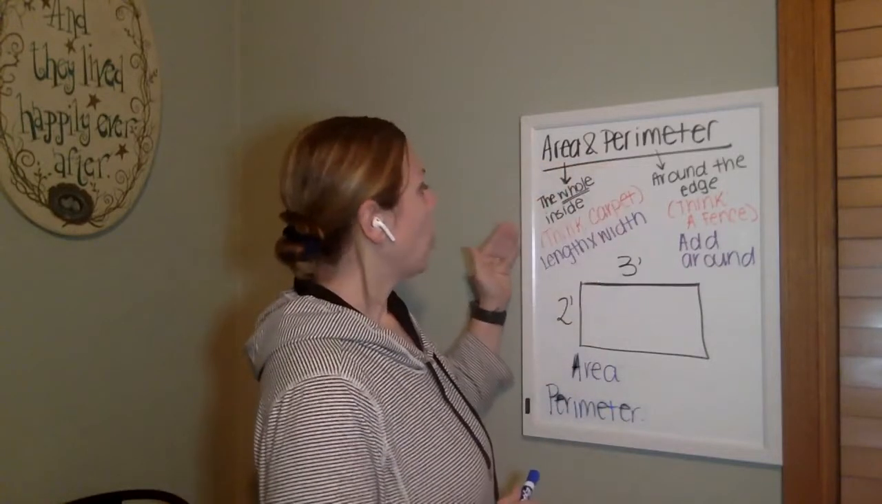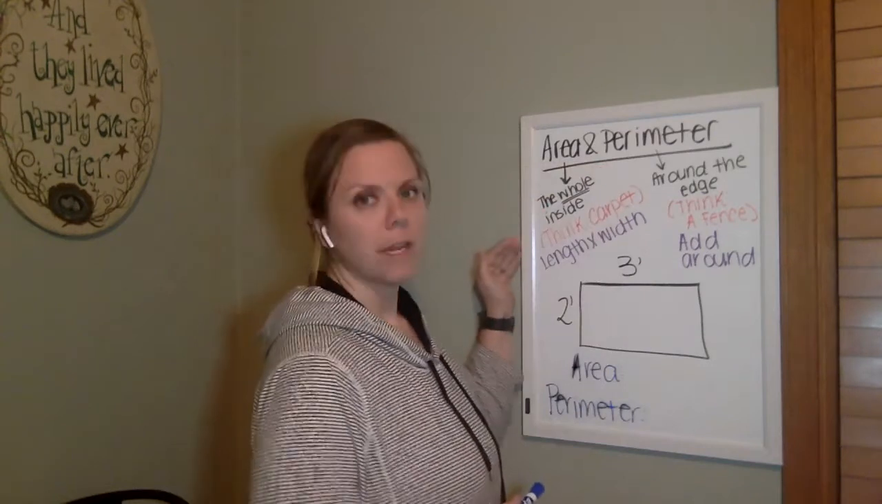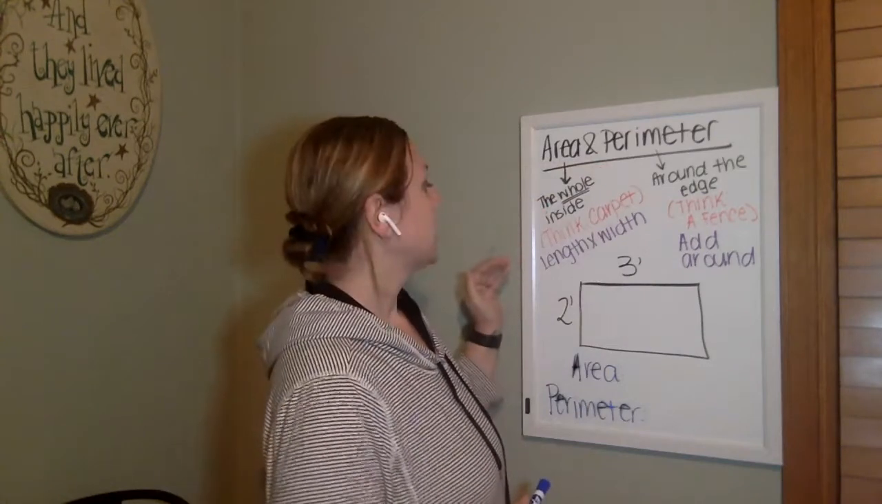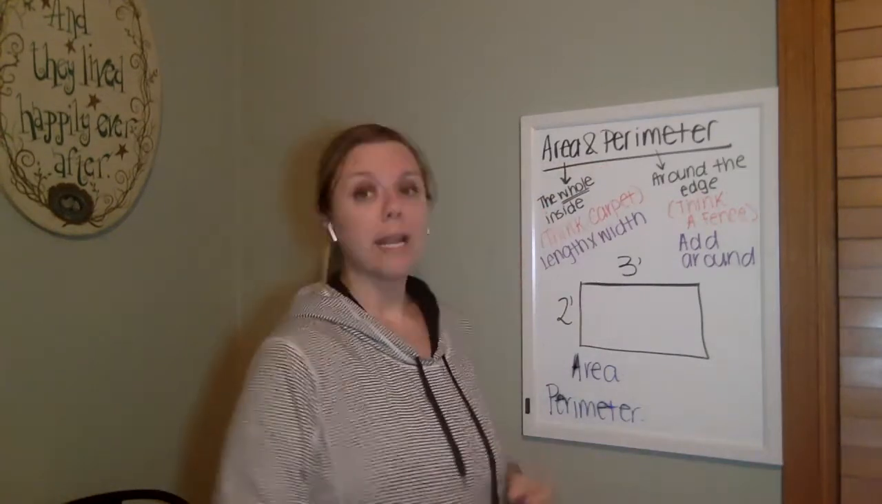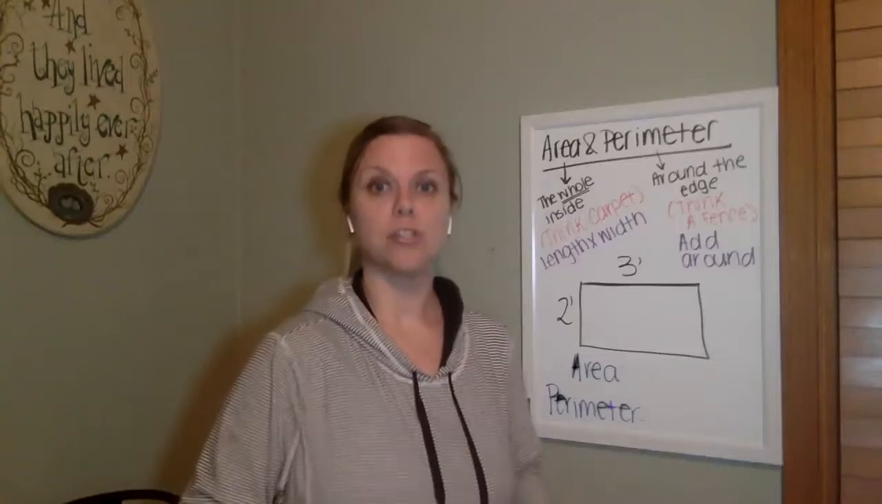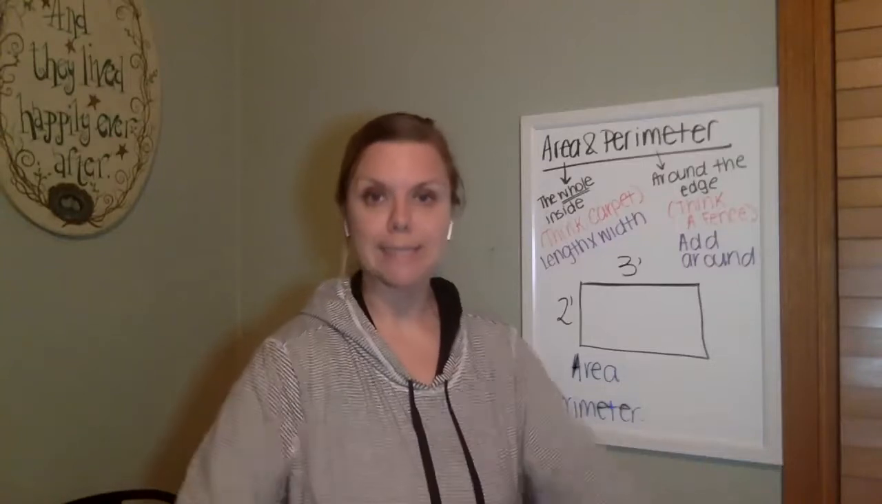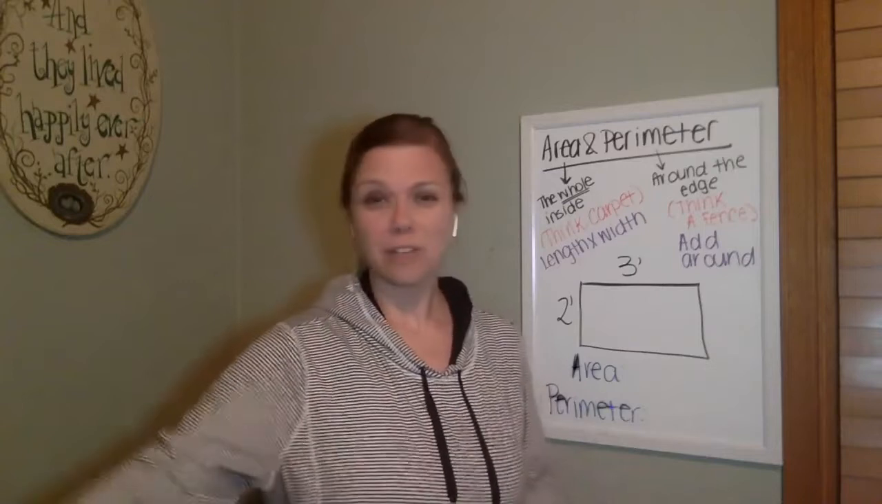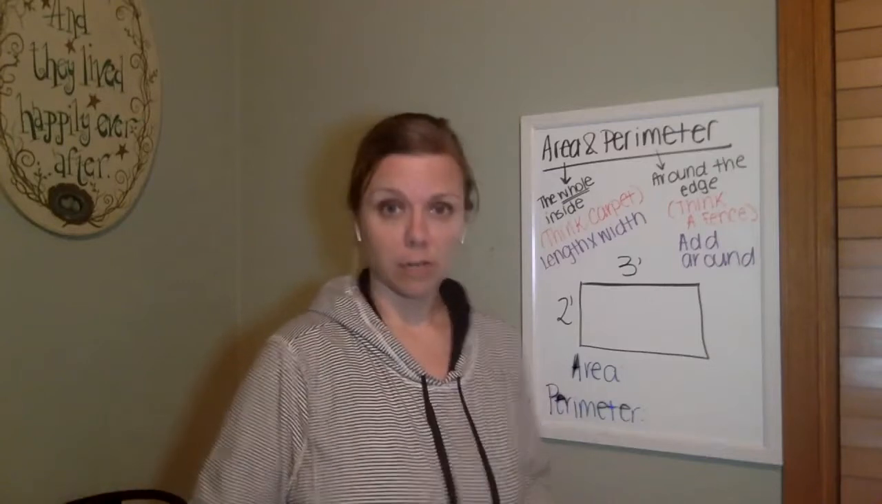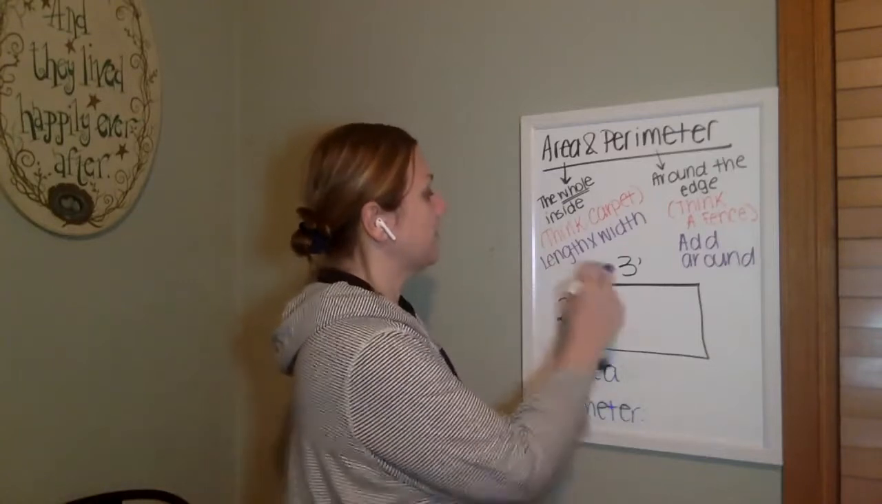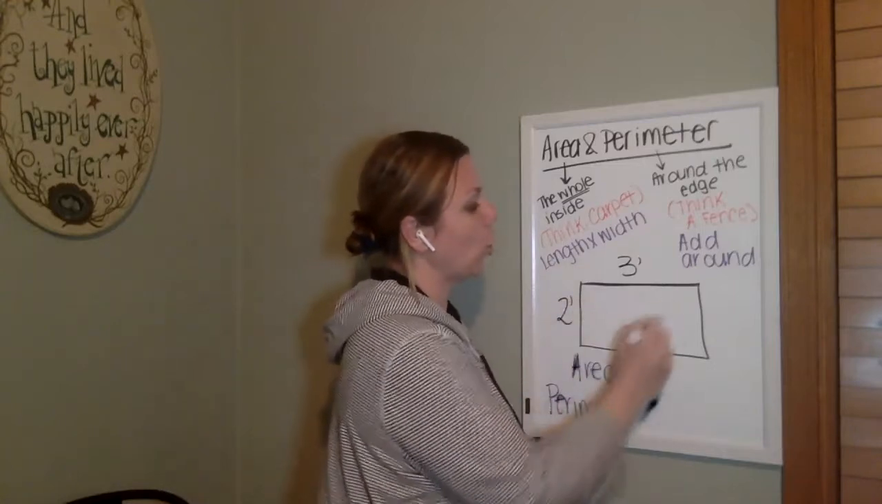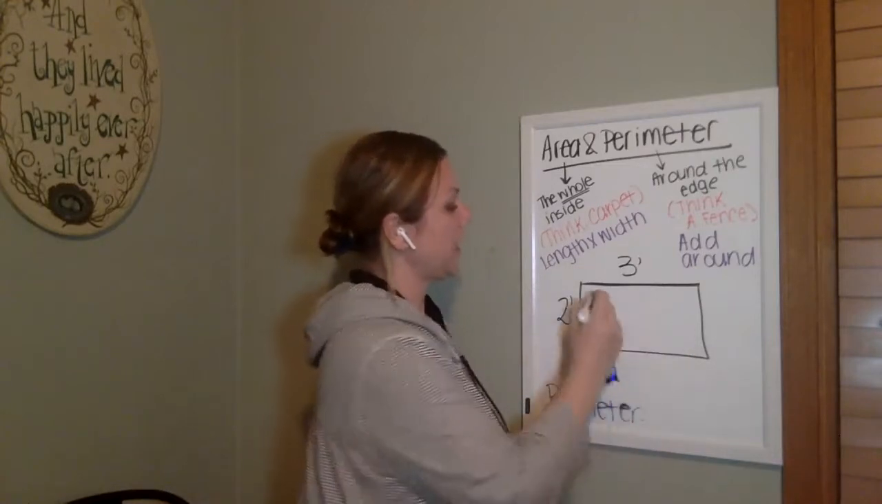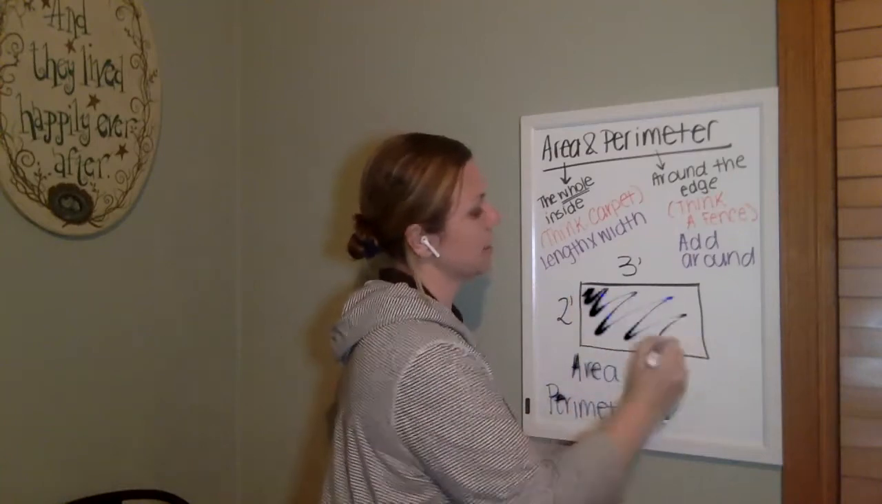So area is the whole inside. So I wrote think carpet. And it's length times width. So if you're buying a carpet or tiles, you need to know the square feet of the whole inside of the room. If you just measured around the outside of the room, you would not have enough carpet. So that is length times width, and that's to find out the whole inside. So really the area is the entire inside.